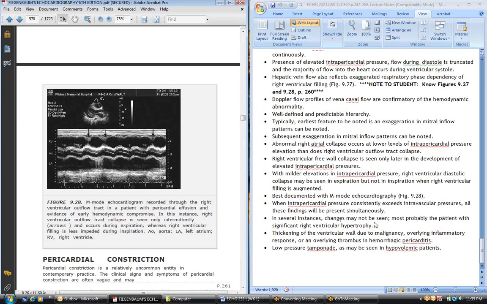In several instances, changes may not be seen, most probably the patient with significant right ventricular hypertrophy. So if you have really, really bad RVH or thickened RV walls, you may not see some of these changes. Thickening of the ventricular wall due to malignancy, cancer, overlying inflammatory response, or an overlying thrombus in hemorrhagic pericarditis. Low pressure tamponade, as may be seen in hypovolemic patients. Okay, so that deals with our section on tamponade.